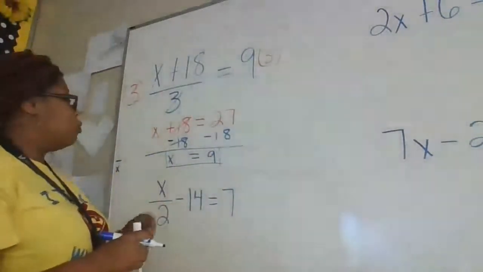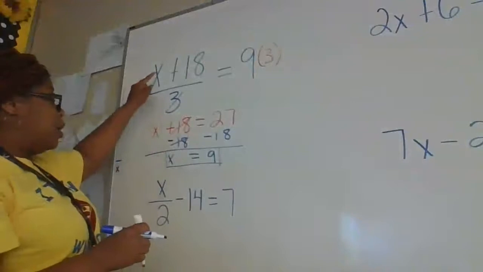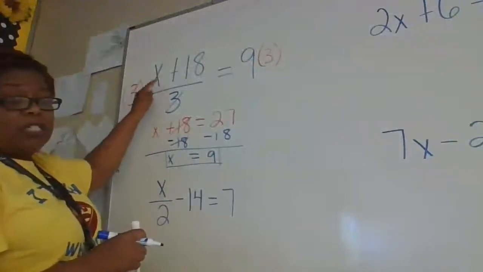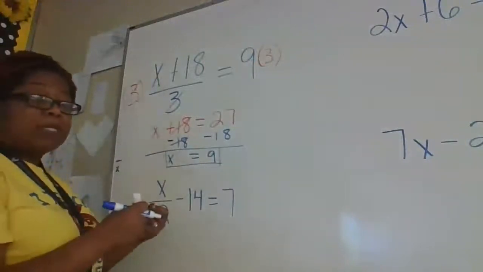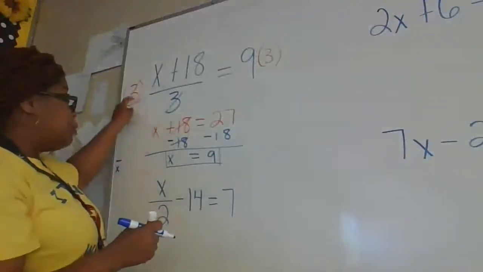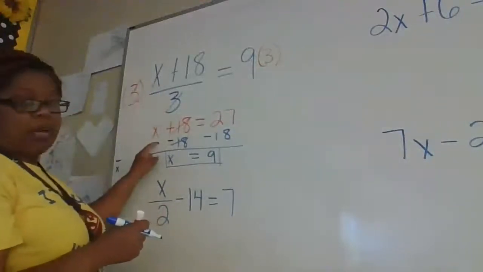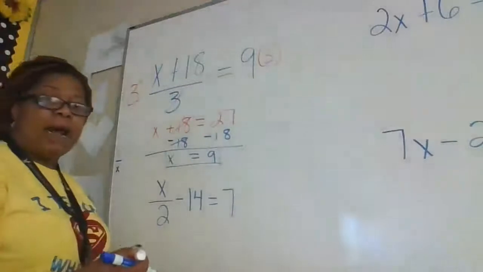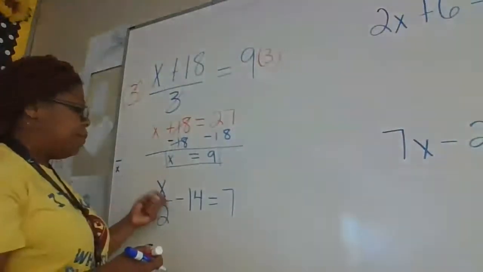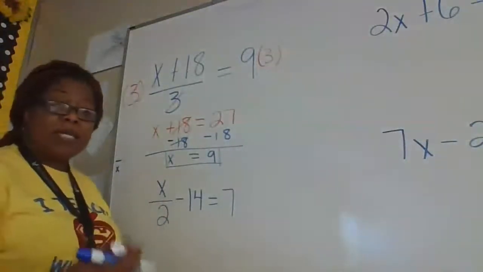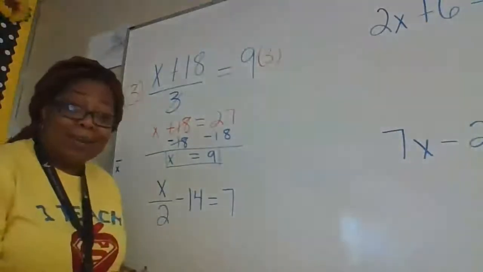So we went from original operations of addition and division. We used the opposites. From division, we multiplied. From addition, we subtracted. And that gave us our answer. That's how we were able to get x by itself, or do what we call isolate the variable, meaning get it by itself.